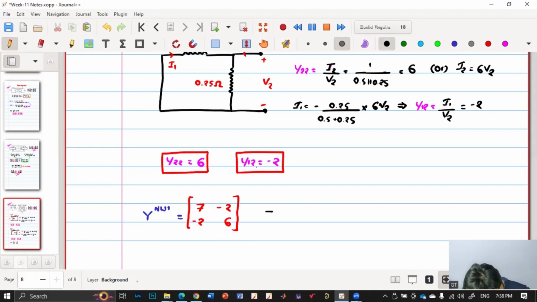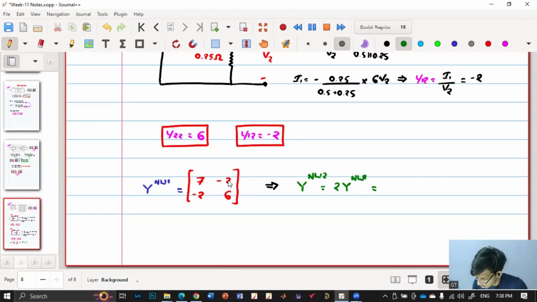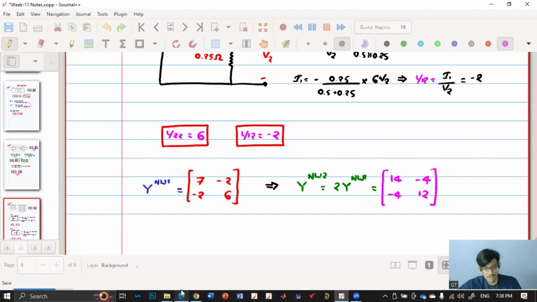So if we have this, then Y of network 2 is 2 times Y of network 1 because they are the same network connected in parallel. So it is just a summation of this, or multiplied by 2. So we have 14, minus 4, minus 4, 12. So these are the final matrices that we will be getting using this.